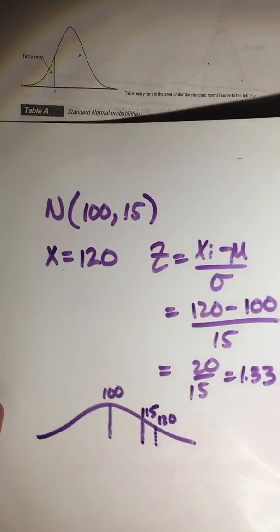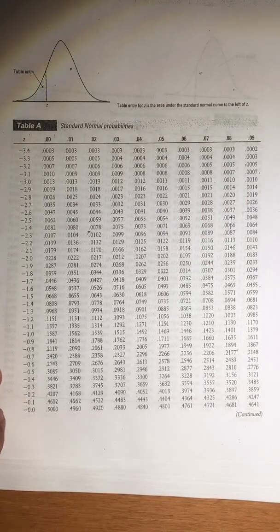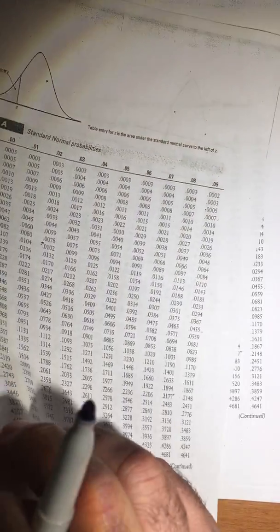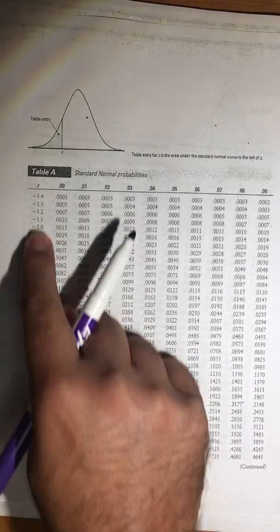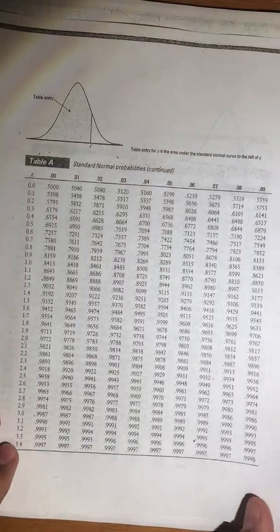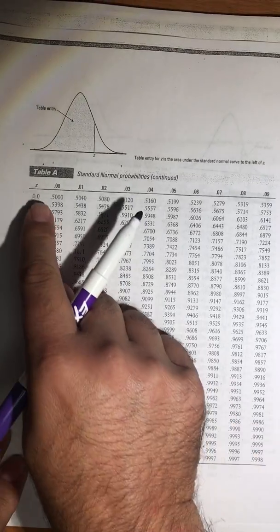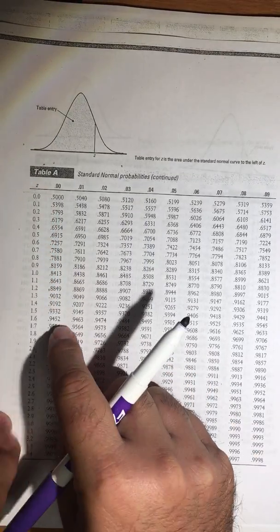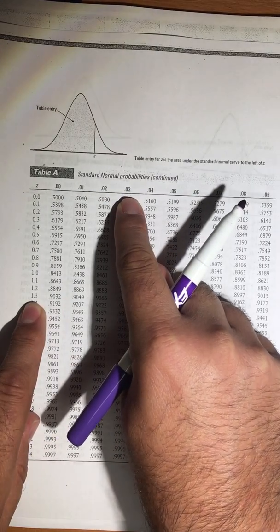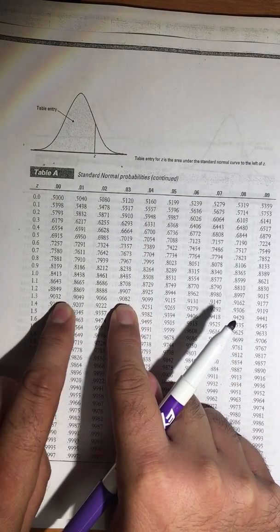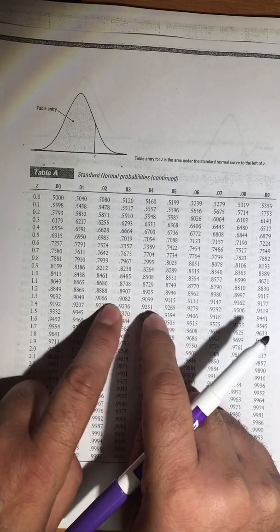So we're going to go to the z-table, and we're going to find 1.33 standard deviations. So notice these are negative z-scores. We want positive z-scores. So you are 1.3, and then across the top is the second decimal place. So 1.33 standard deviations.